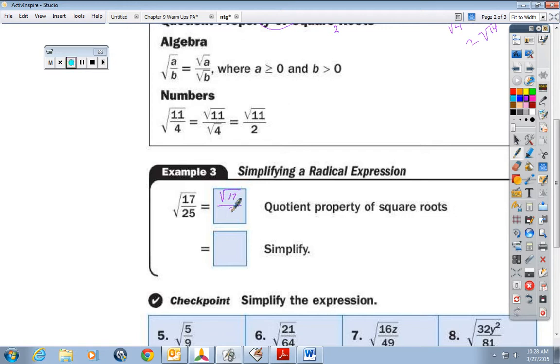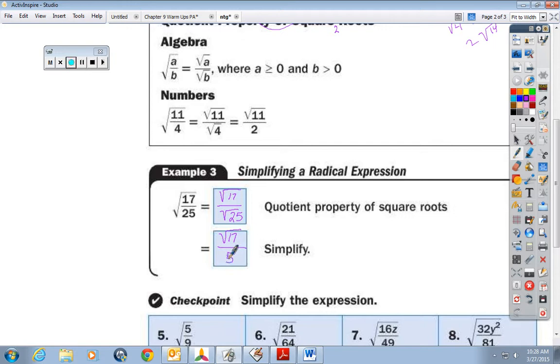Now we're going to look at it. Can either one of those be simplified? The square root of 25. Now can the square root of 17 be simplified? No. So it's going to stay the square root of 17, but the square root of 25 is what? 5. And then that's your answer. Okay.